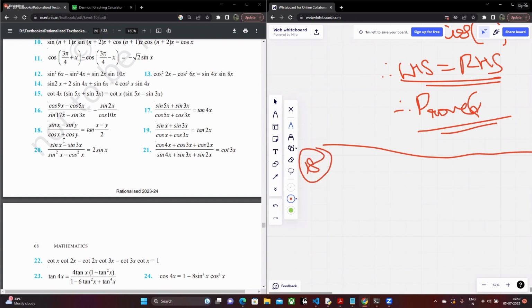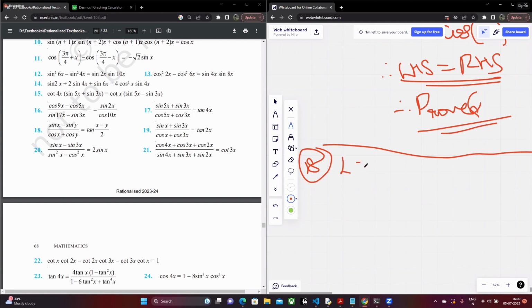Sin x minus sin y by cos x plus cos y is tan of (x minus y)/2. What you do over here is basically the same as what you do over here, except that here you are dealing with multiple angles, while here you are dealing with two different angle variables themselves. So instead of it condensing to some beautiful expression like 4x or 2x, we're going to be left with something like x minus y. But it's the same old story.